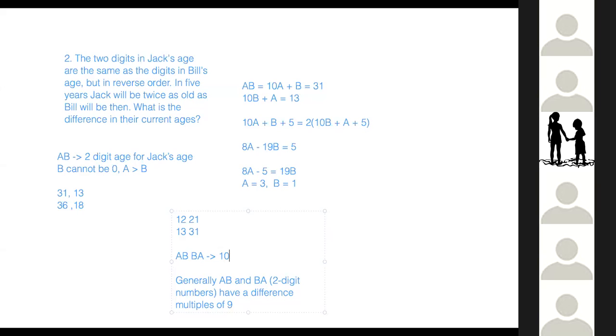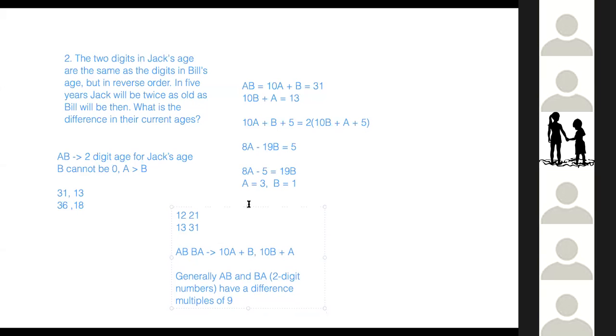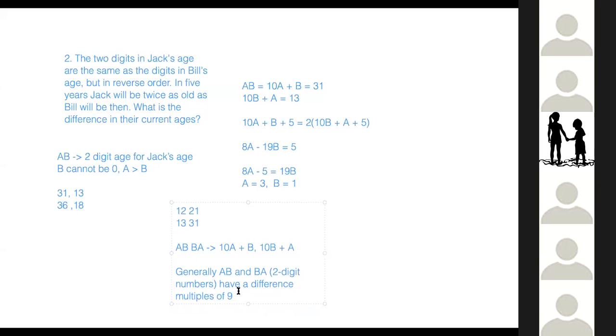You can do this as 10A plus B, 10B plus A. And if you take the difference between these two, you'll get 9A minus 9B, or vice versa, depending on which you subtract from which. And this will always have a difference being a multiple of 9. So in this case, you can use this to see that the difference between these two ages has to be a multiple of 9.